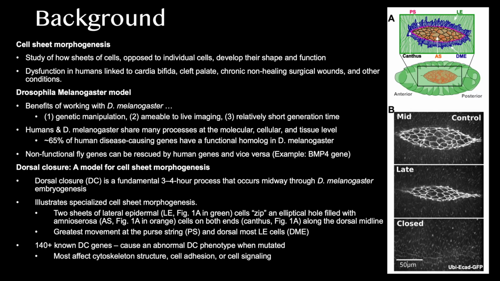D. melanogaster has proven to be an effective model to study cell sheet morphogenesis because it is capable of being genetically manipulated, amenable to live imaging, and has a relatively short generation time. More importantly, despite gross morphological differences, D. melanogaster shares many processes at the molecular, cellular, and tissue level with humans. About 65% of human disease-causing genes have a functional homologue in D. melanogaster, with a majority being expressed in an analogous tissue. Therefore, many non-functional fly genes can be replaced and rescued by human genes and vice versa.